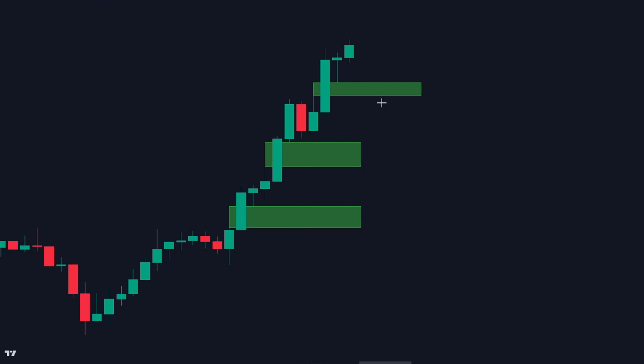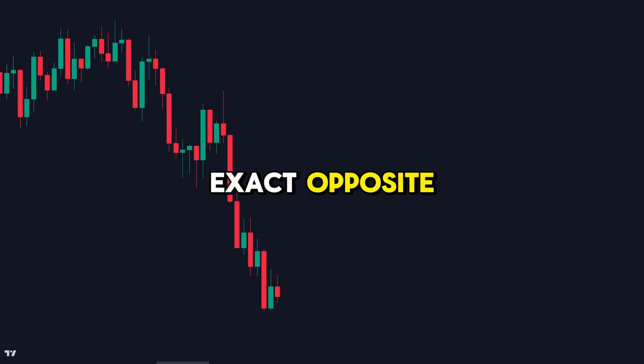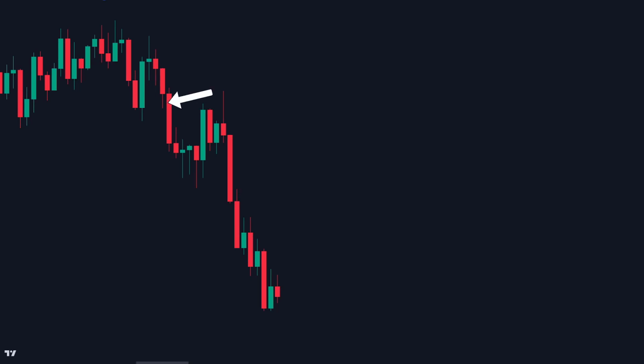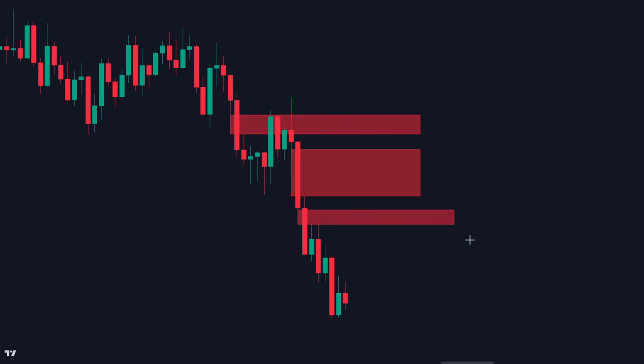Now let's have a look at the bearish example. When the candle was bullish, we were looking for the first candle's high and the third candle's low. Now it's the exact opposite. So now we are looking for the first candle's low and the third candle's high. And the gap between them is our bearish fair value gap. Can you see how well this one worked here? And also in this case, we can highlight more fair value gaps.